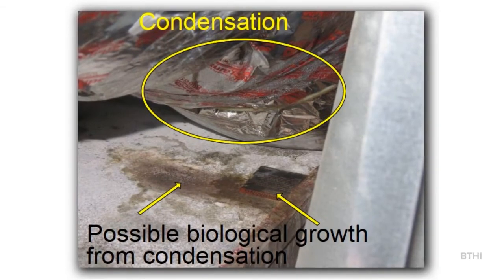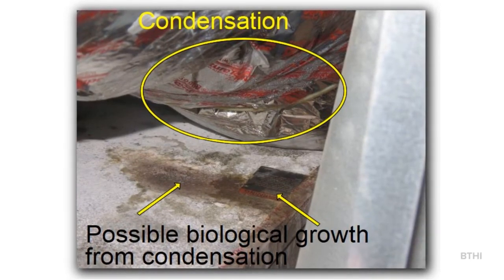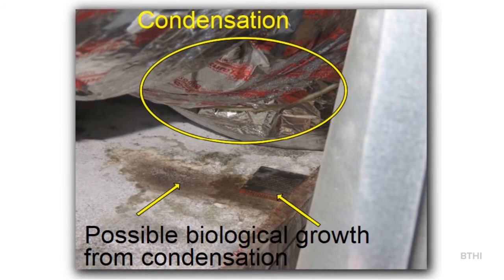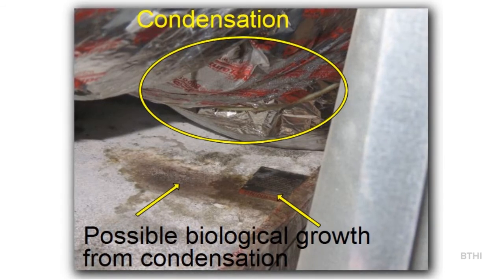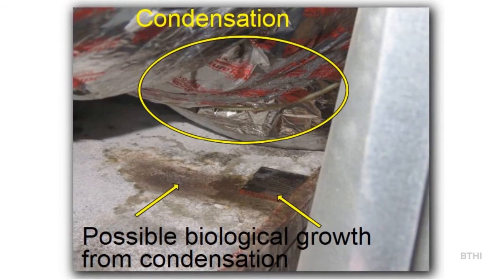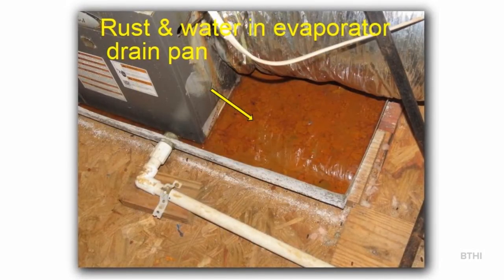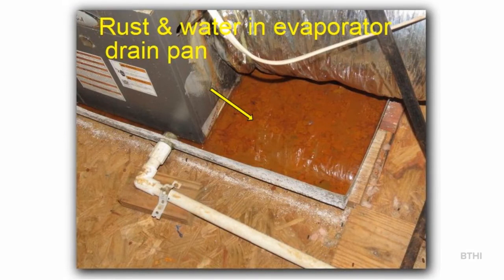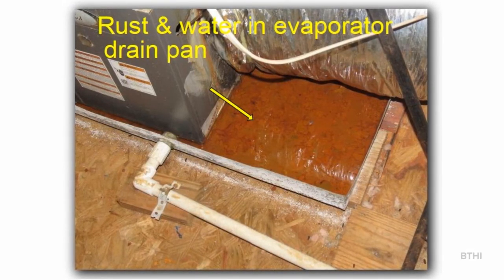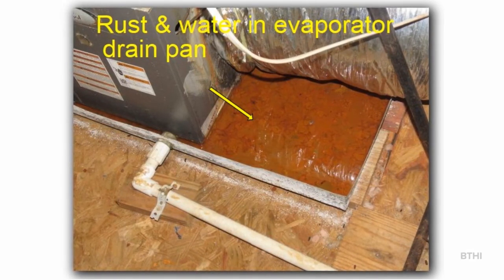Naturally occurring condensate should be controlled, and when it begins to back up and overflow, and it will, the overflow needs to be controlled with a secondary drain system or a safety float cutoff switch. In vertical units, it can pass through the furnace on its way to the drain pan and damage the furnace. Oh, and those drain pans can rust through.